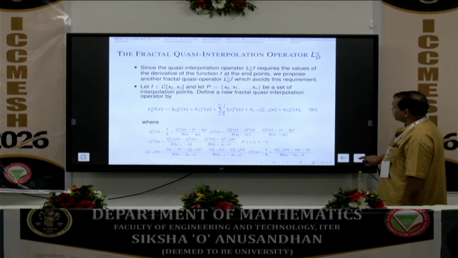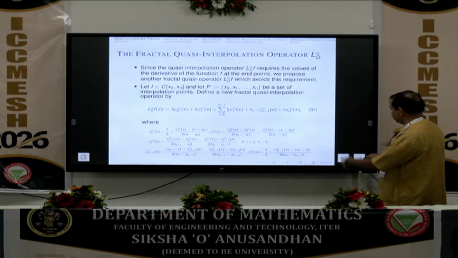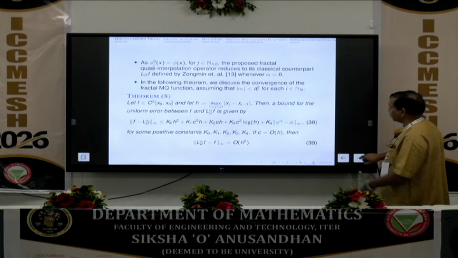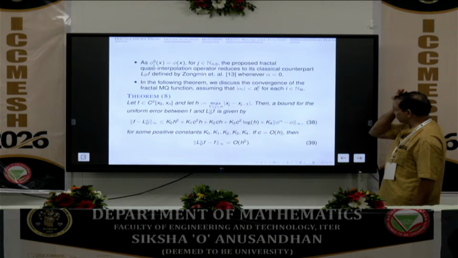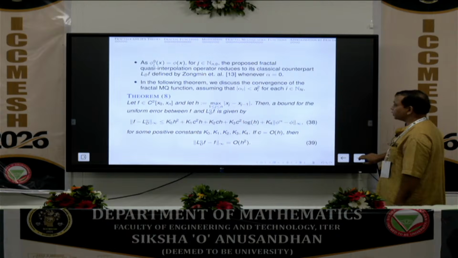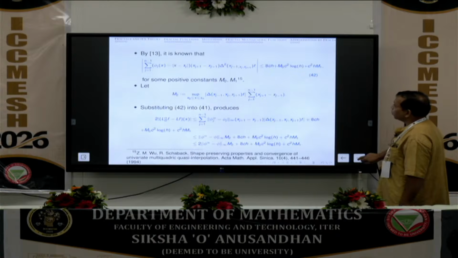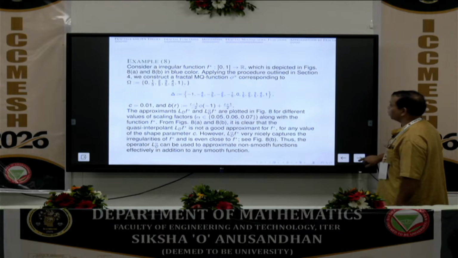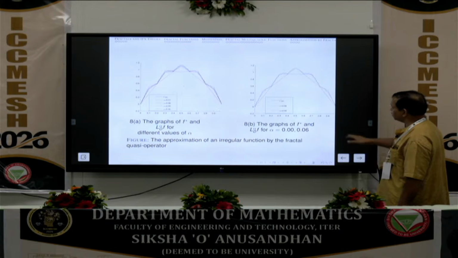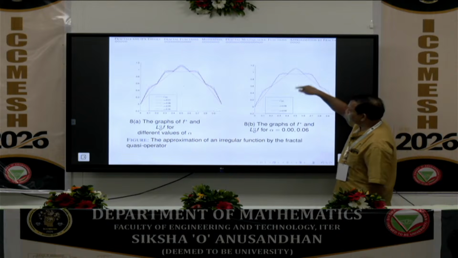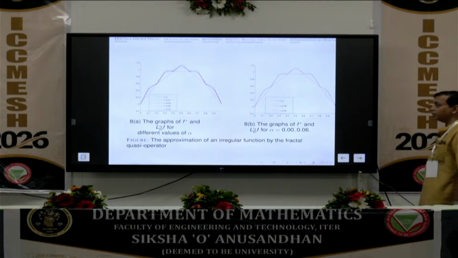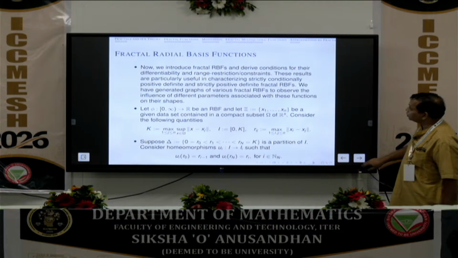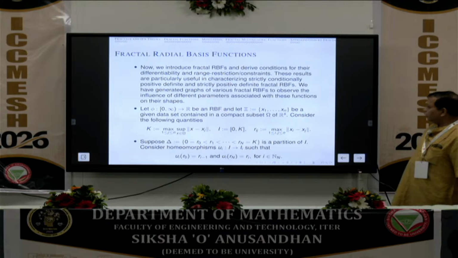Then there is another operator, if you do not want derivative values, which is the operator LD alpha. We are now using this one to solve the Black-Scholes equation and other problems in partial differential equations. I will skip this part on approximation by the LD function. This is also the same thing: it is a very complex function, and we try to approximate it by different fractal radial basis functions. Then this is the last part.